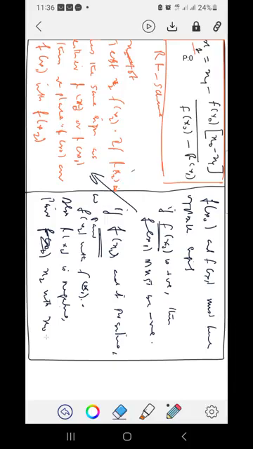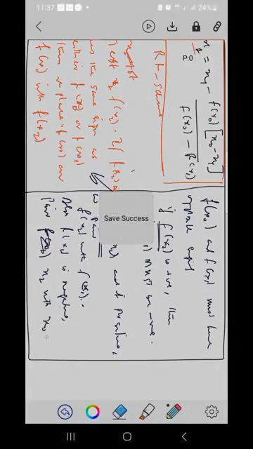So I'm going to save the page again, and I'm going to give you everything later. Okay, so now we move to an example.